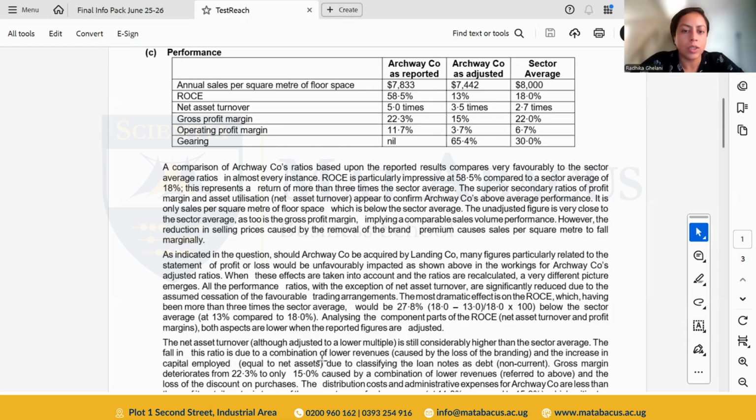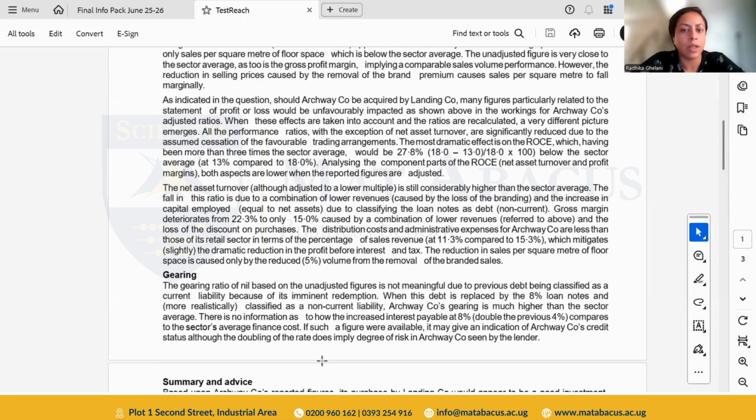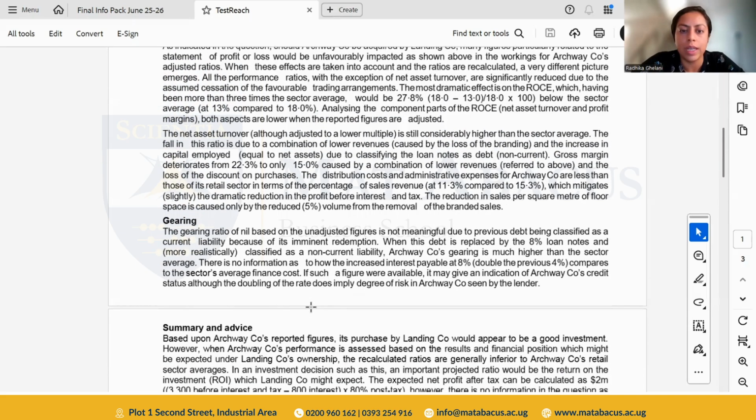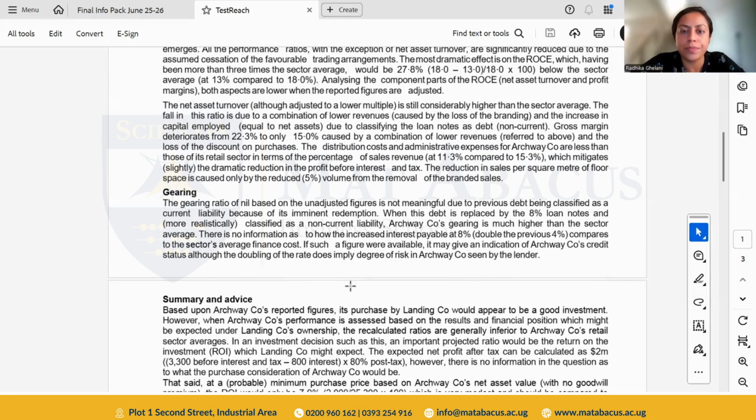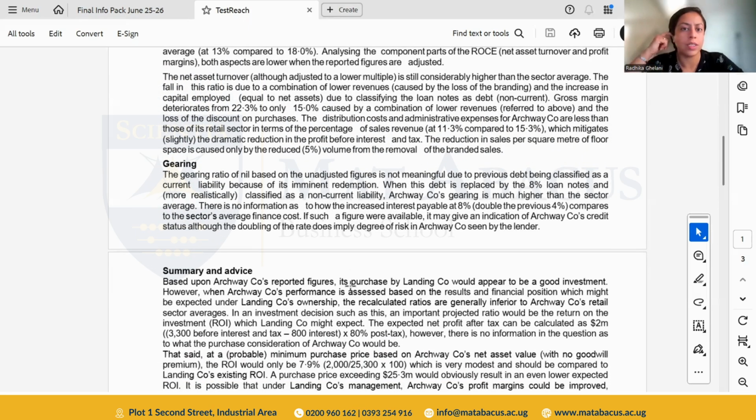Okay. And lastly, let's go to the gearing, because the question specifically also mentioned that analyze gearing. The gearing ratio was originally nil based on the unadjusted figures, and it was not meaningful because there was a debt. Okay, it's just that because the repayment period was closed within a year, it was reclassified as current liability. But when this debt is going to be replaced by the 8% loan notes, the gearing is much higher than the sector average.